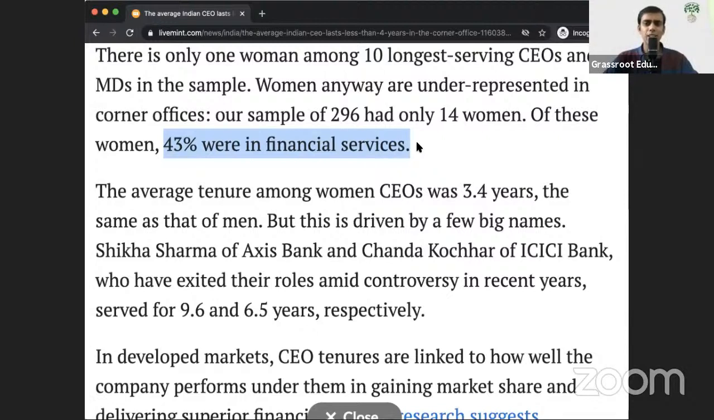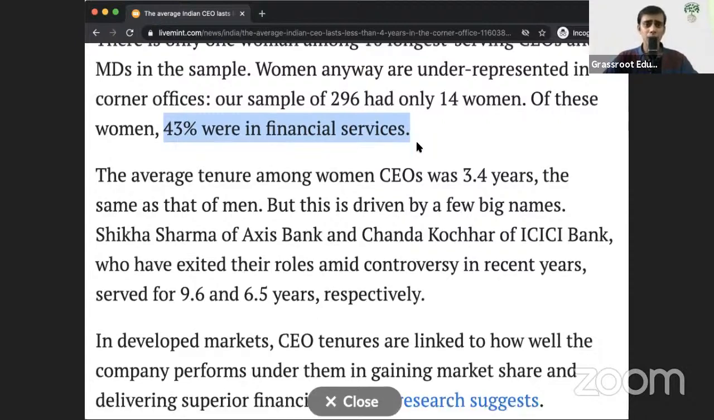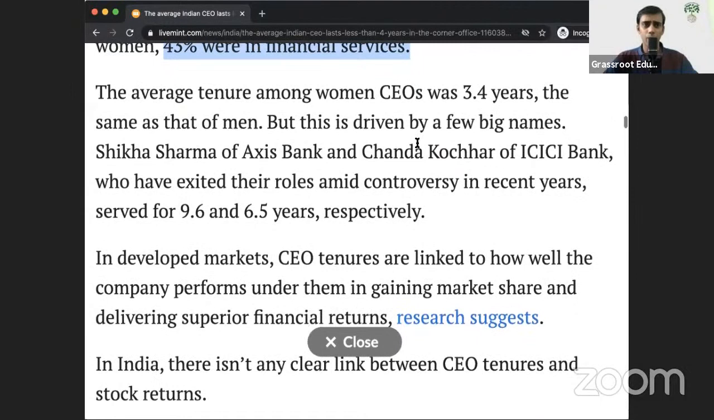Yes, just give me yes if you're repeating after me. Good Sadhana, good Jia, Sumati, good sentences. Just give me yes if you're repeating now. Now, the average tenure among women CEOs, repeat, was 3.4 years. The same as that of men. Okay. But this is driven by a few big names.